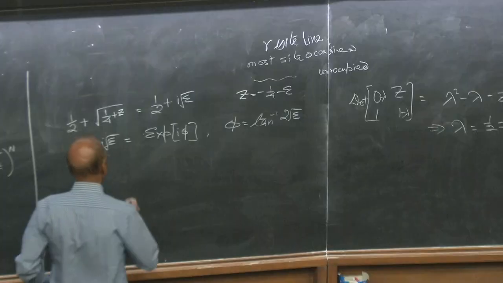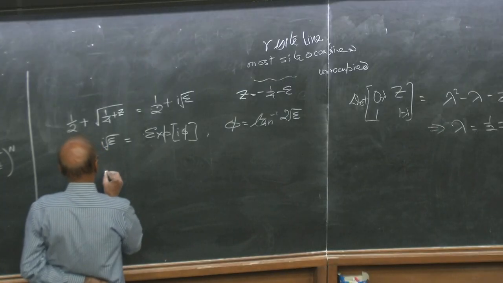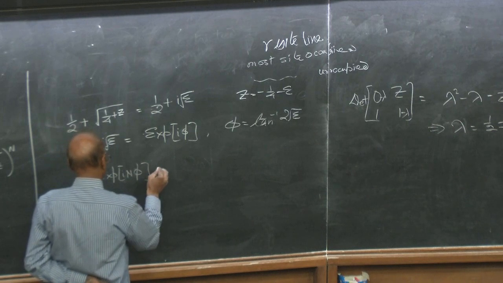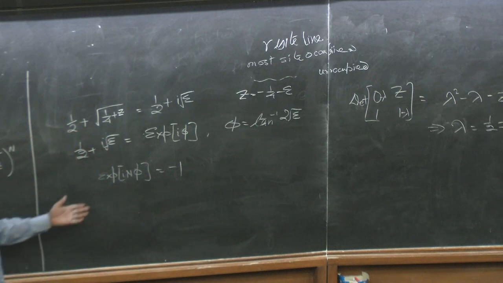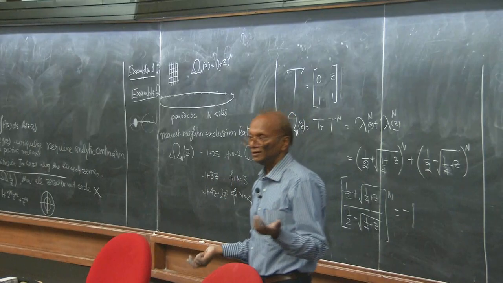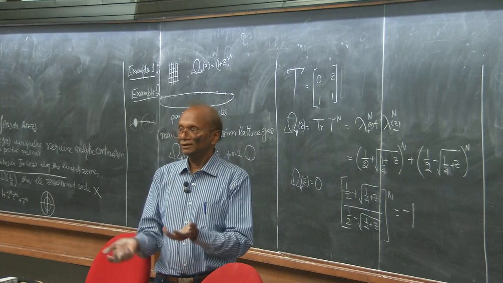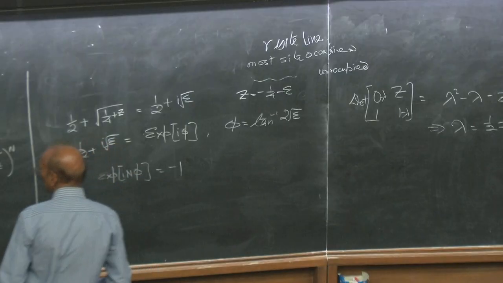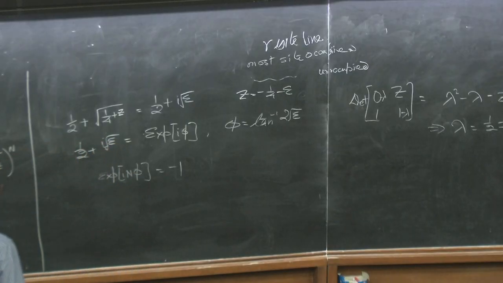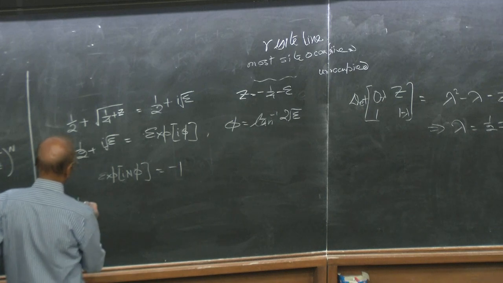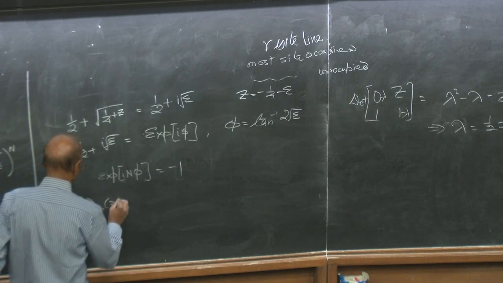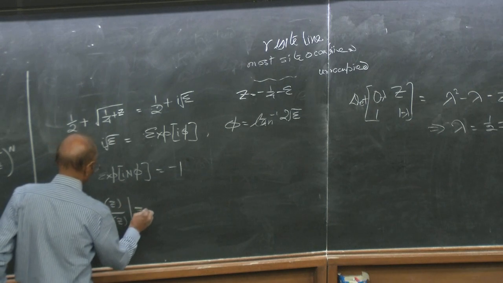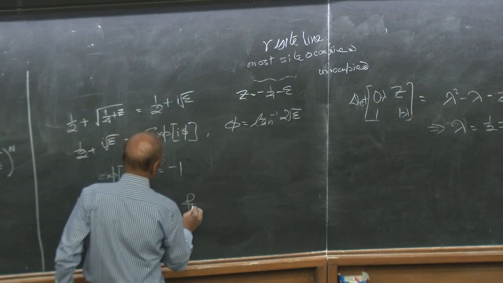Okay. And then I guess all I need to do is I put exponential i n phi equal to minus 1, which has n roots. So it has n values of phi, and I'll get the roots. More importantly, for arbitrary n, the condition for the roots is that the mod value of lambda plus of z divided by mod value of lambda minus of z equals 1 for n going to infinity.